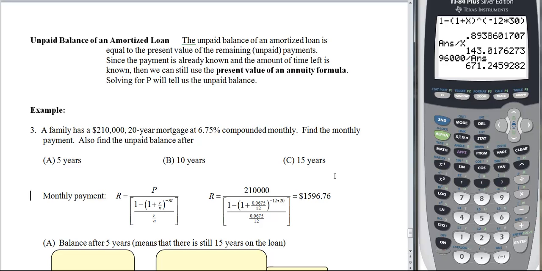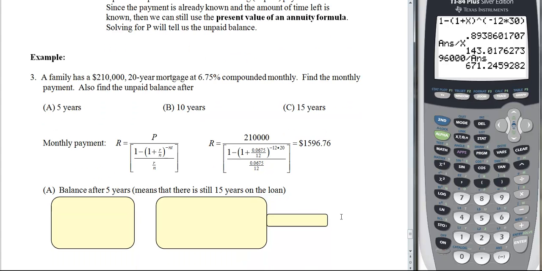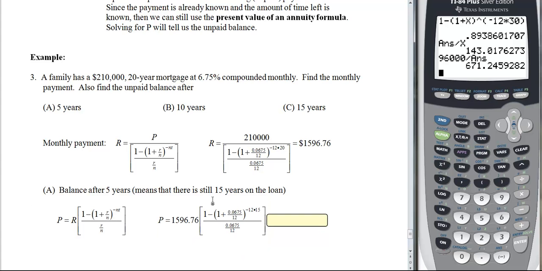And you should come up with this much monthly payment for 20 years. Now, the balance after 5 years means that there's still 15 years on the loan. So to find the unpaid balance, I'm going to use my present value formula because I know the payment, and I still have 15 years on the loan. Let me put in the values in the appropriate places. Notice this information is the exact same thing, except you indicate how much time is left on the loan. If you work that out, you should come up with that.